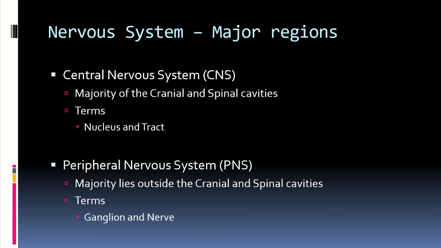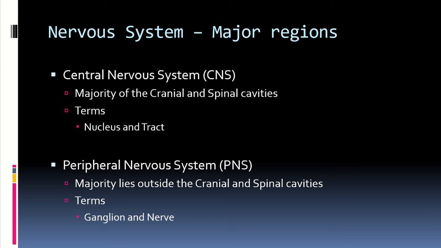The central nervous system, or CNS, is going to be the parts of the nervous system that lie mainly in the cranial and spinal cavities. And the peripheral nervous system is what lies, for the most part, outside the spinal cavity and the cranial cavity.